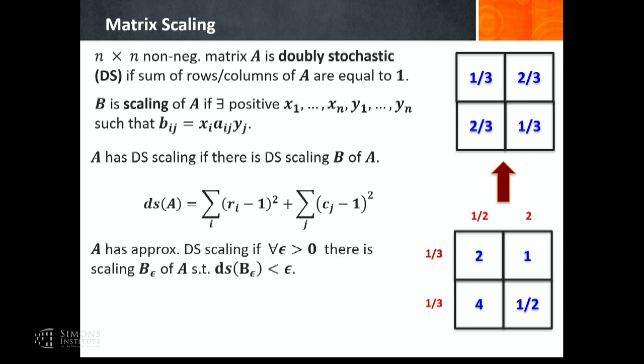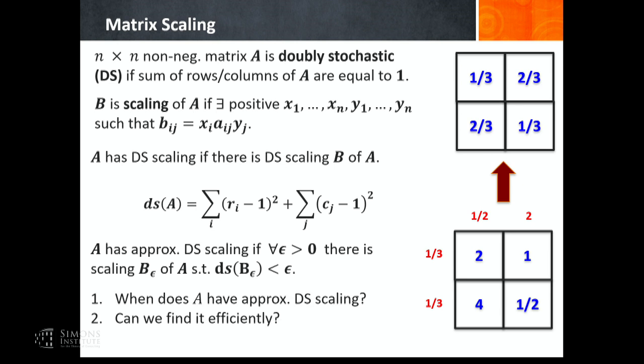And the question now is, A has an approximate doubly stochastic scaling if for all epsilon, there is a scaling B epsilon of A such that this matrix B epsilon is epsilon close to being doubly stochastic, okay? Now, in computer science, we see this problem and we say, when does A have an approximate doubly stochastic scaling and can we find it efficiently? These are the questions we're going to be interested in.